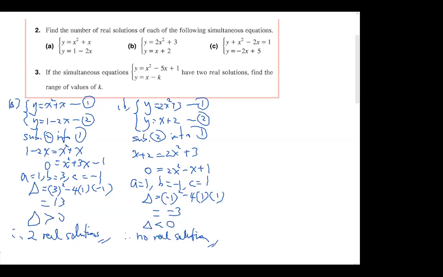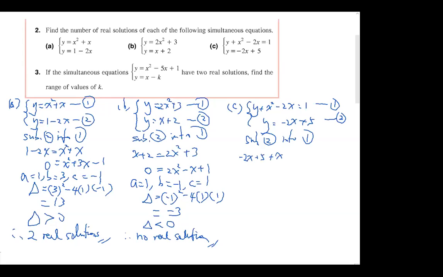So that is part B. And then in part C, we do the same thing again. Y plus x squared minus 2x is equal to 1 to be equation 1. And then y equals -2x plus 5 to be equation 2. Equation 2 has no square term, and equation 2 has a subject y. So we substitute equation 2 into equation 1. So this becomes -2x plus 5 plus x squared minus 2x is equal to 1.